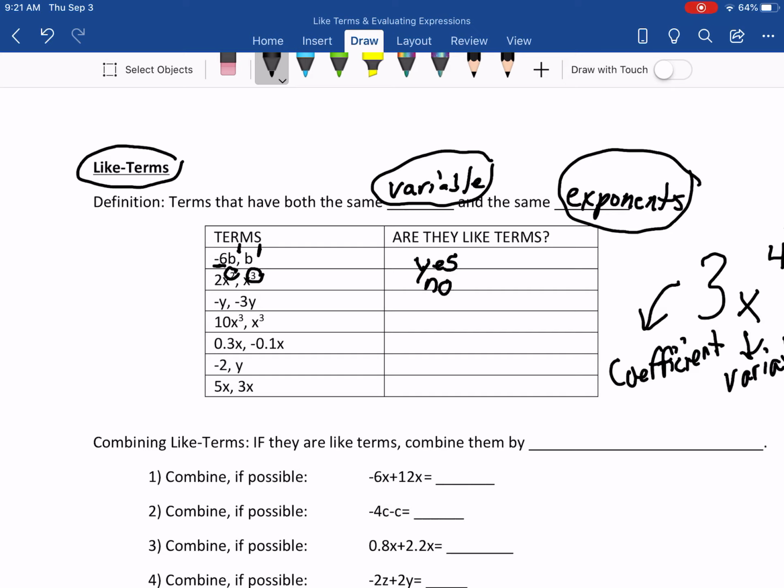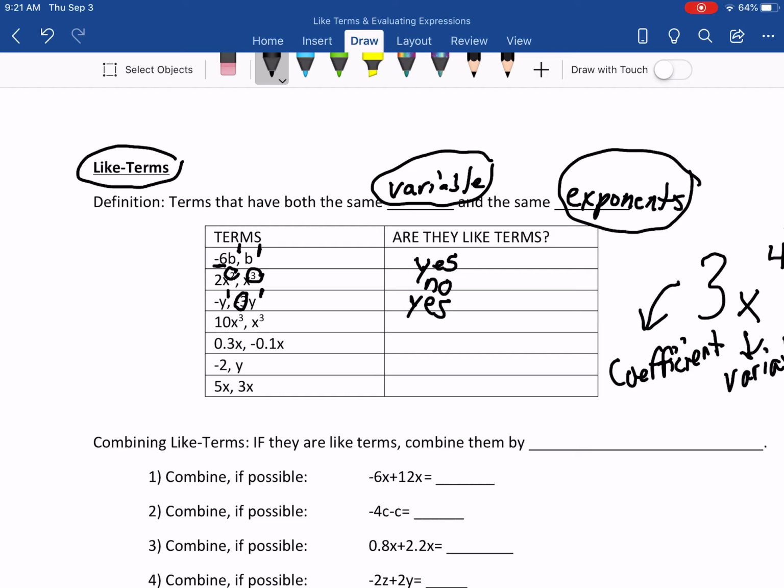Okay, next, negative y and negative 3y. Same variable? Yeah, they're both y's. Same exponents? Again, don't get fooled into thinking this negative 3 is an exponent. It's not. The exponents are really 1s. So we do have the same variable, and we do have the same exponent, so yes.